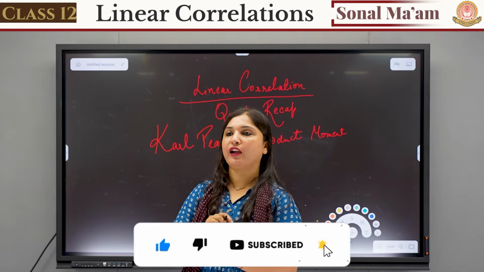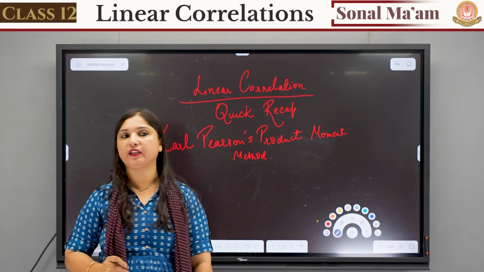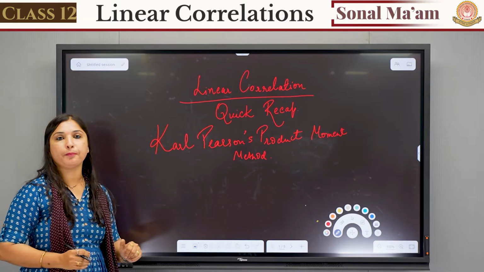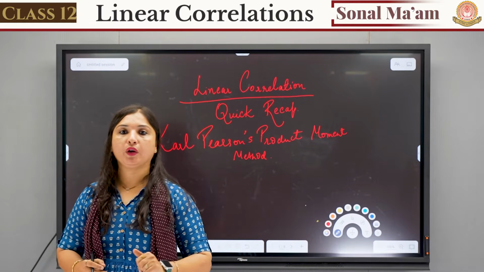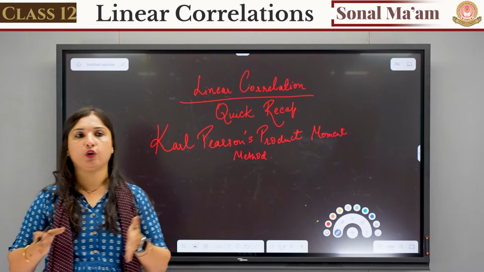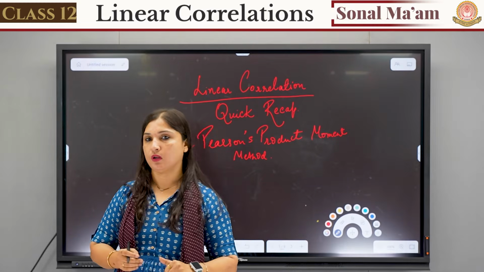Okay, so today we are going to continue linear correlation. We have already done so many sums of linear correlation. Now we are going to do a quick revision of the Karl Pearson product moment method. There are so many formulas in the Karl Pearson product moment method. Which formula to be applied where? We will do a quick revision and we will do some sums also.